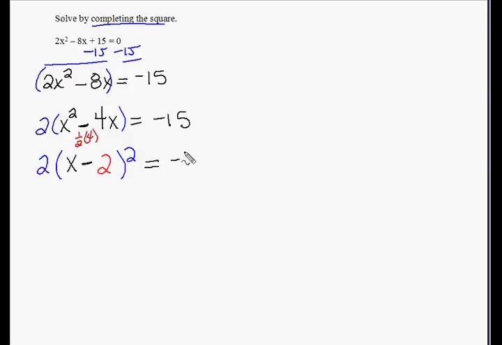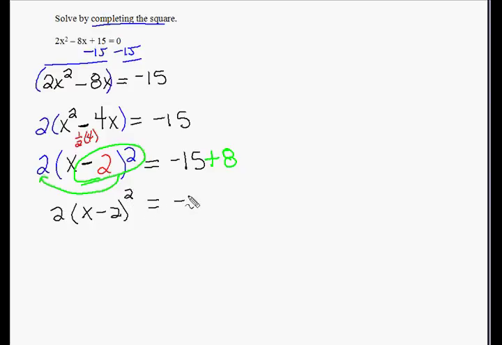But recall, this really is no longer equal to negative 15. This is where you need to be very careful. And we need to square this negative 2, which is positive 4, multiply it by the leading coefficient, which is 2, and add that to the other side of the equation. So 2 squared was 4, and 4 times 2 is 8. We now have 2 times x minus 2, the quantity squared, is equal to negative 7.